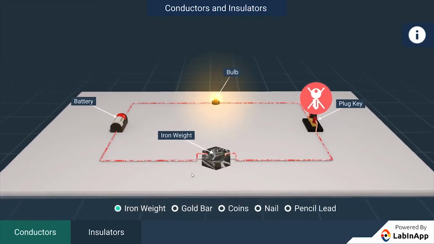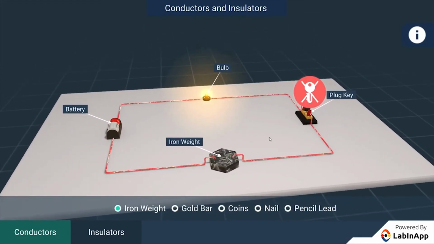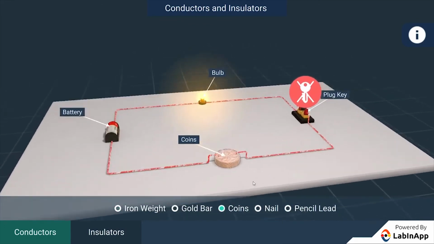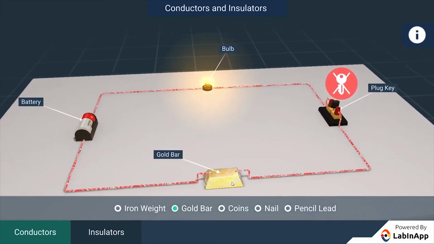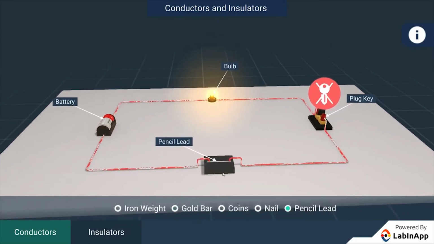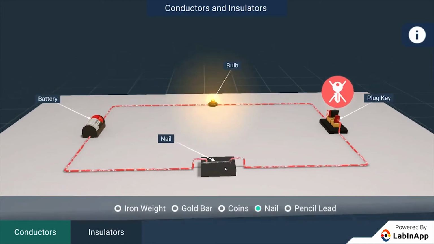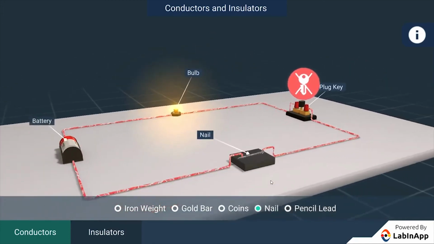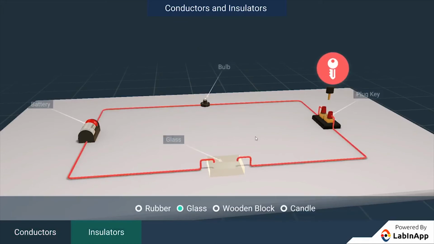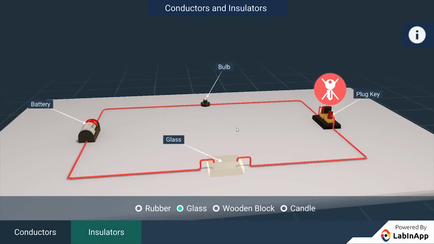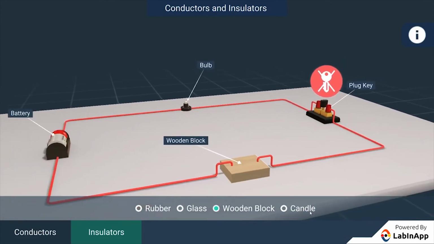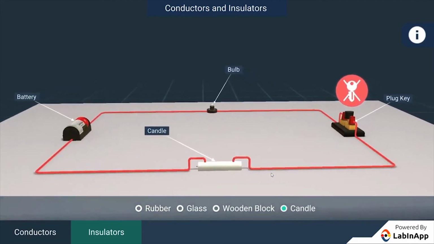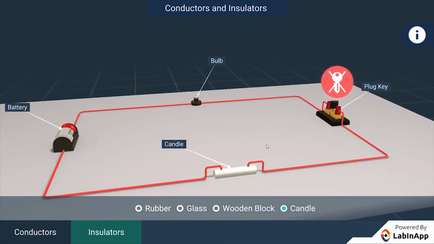So it is very clear that some materials allow electricity to pass through. These materials are known as conductors of electricity. Some other materials do not allow electricity to pass through. We call them insulators of electricity.